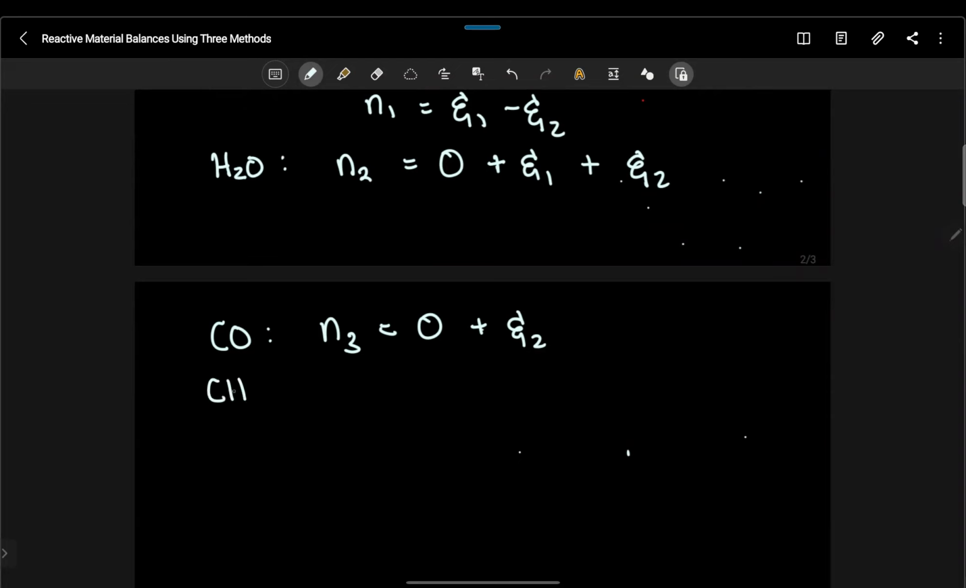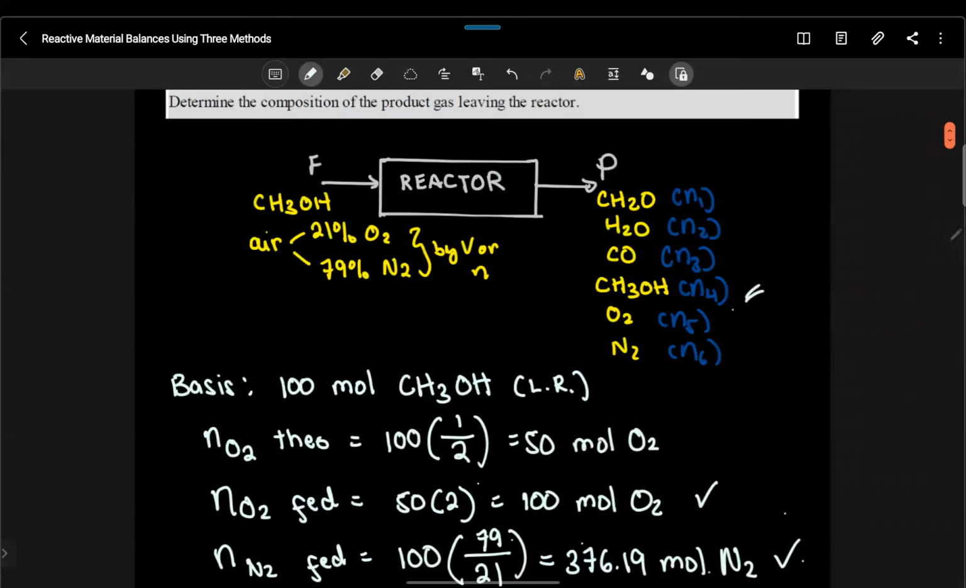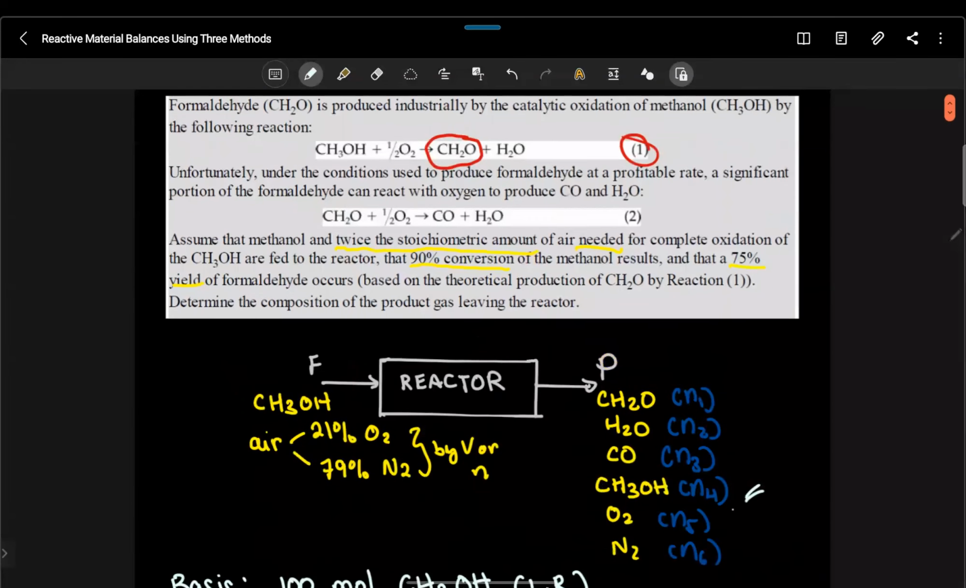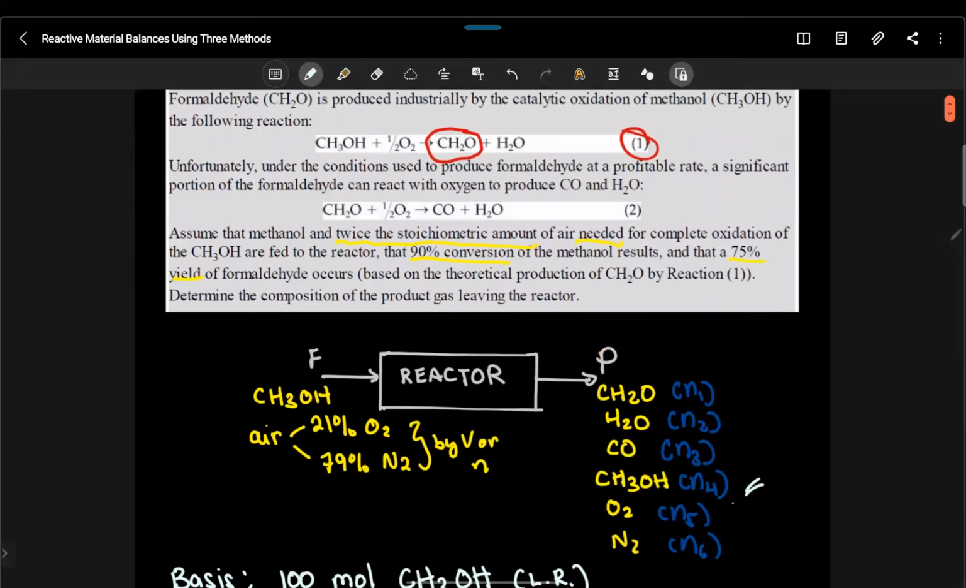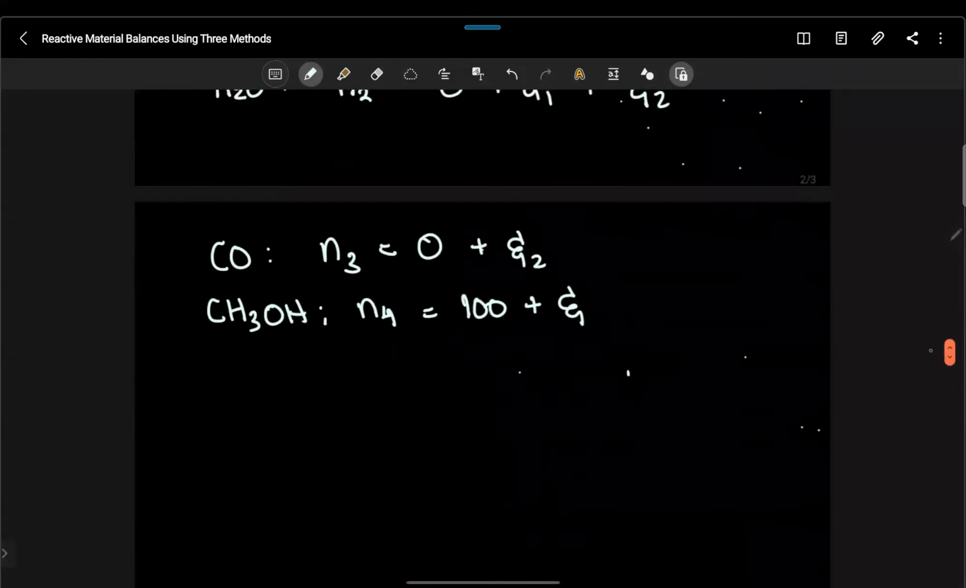Next is methanol. And methanol is N4 equals, meron ba tayong pinasok na methanol? Meron, 100 moles. Yun yung basis natin, right? Minus, plus rather, extent of reaction. Methanol only participates in the first reaction. Tama ba? So, double check natin. Yes, sa first reaction lang siya makikita. Coefficient niya is 1, pero negative kasi reactant siya. Times negative 1. So, gawin na lang natin minus extent. Okay?